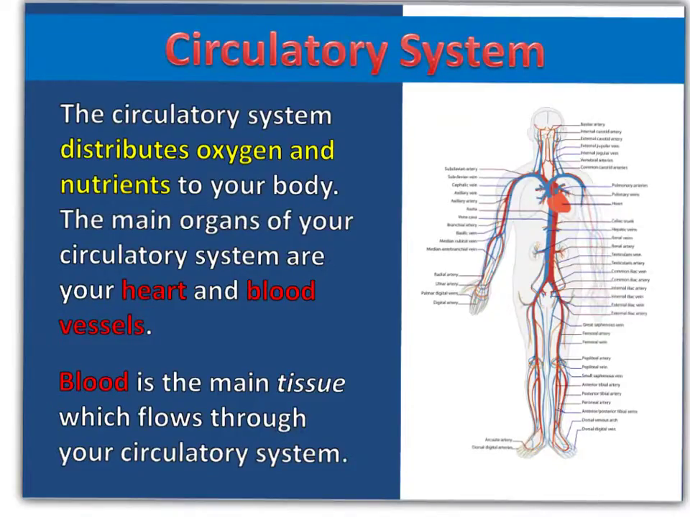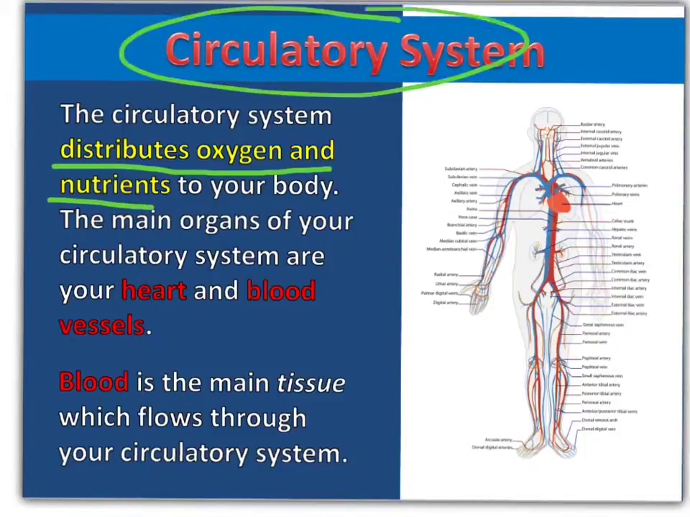Okay. Now we're on to the question that says, which body system distributes oxygen and nutrients? If you are distributing or circulating anything, it is your circulatory system. The organs that help you do this are your heart and your blood vessels. And the main tissue of your circulatory system is your blood.